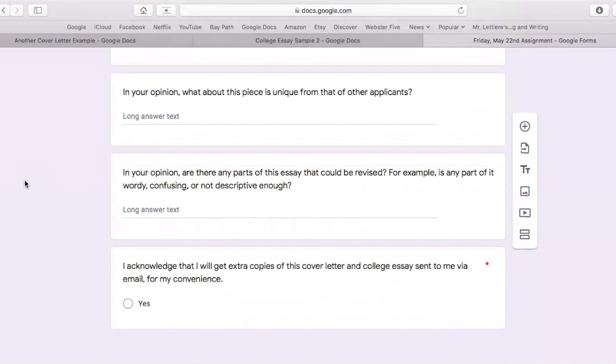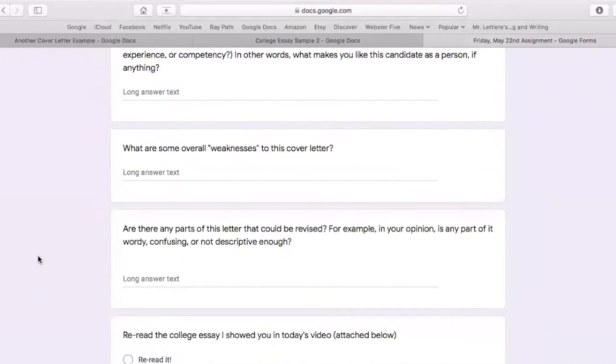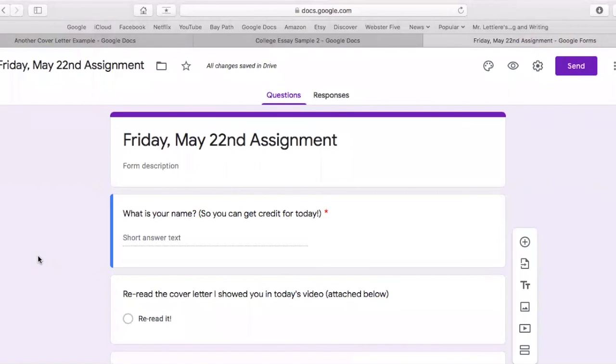Finally, I acknowledge I'll get extra copies of this cover letter and college essay sent to me via email for my convenience. You check yes if you understand that, and you're done with the assignment. Again, once more, you only need to read and report on one or the other, depending on which one is relevant to you, the college essay or the cover letter.